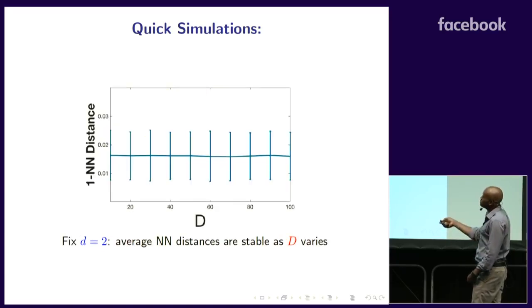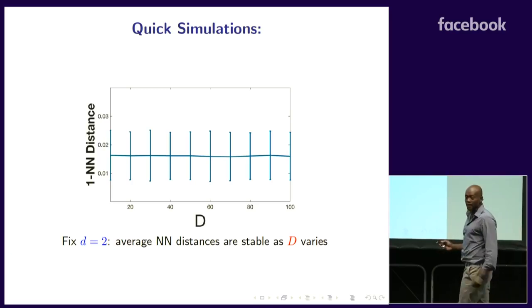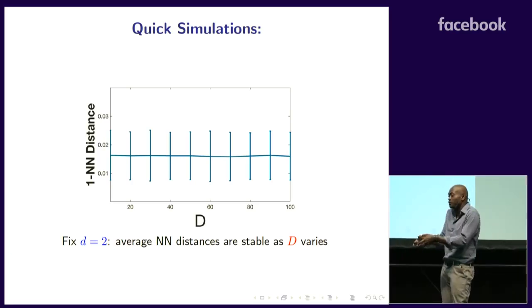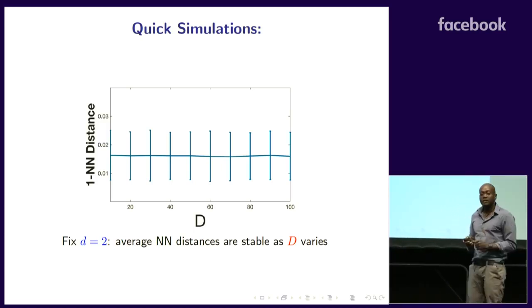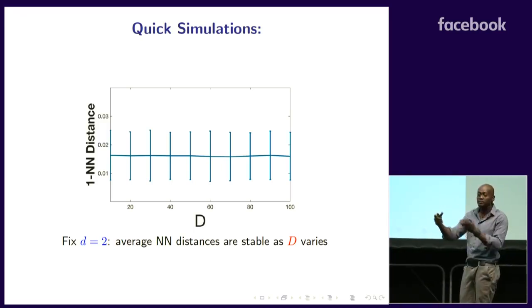And here is a simple computation. Here are the nearest neighbor distances, it just stays stable as I increase big D from 1 to 100, doesn't matter. Little d is fixed to 2 here. So the nearest neighbor distances just depend on the intrinsic dimension of the space as given by where the data lies and the metric that you are using.